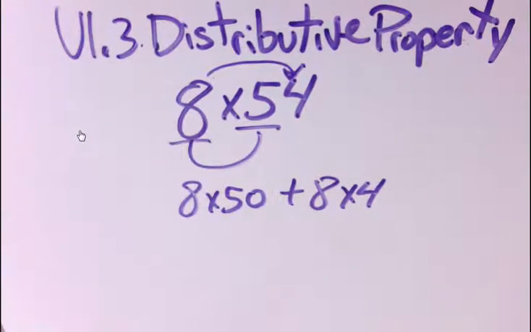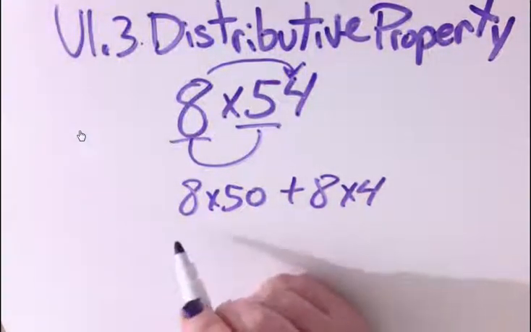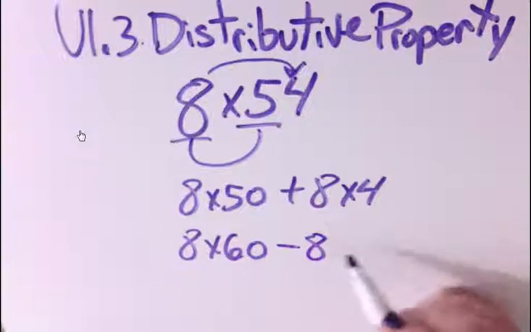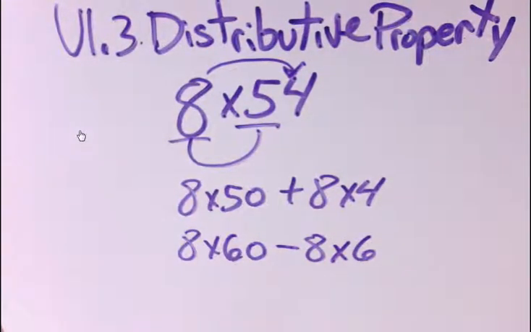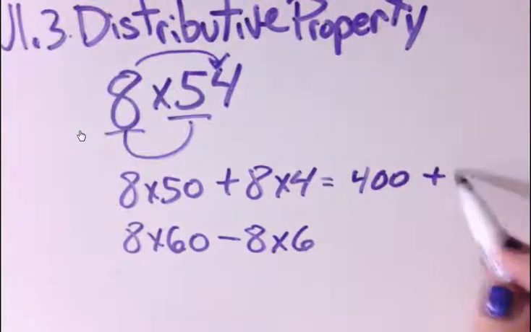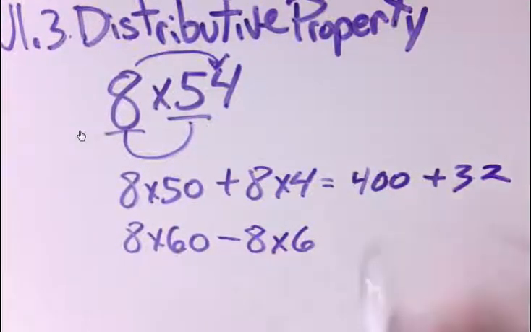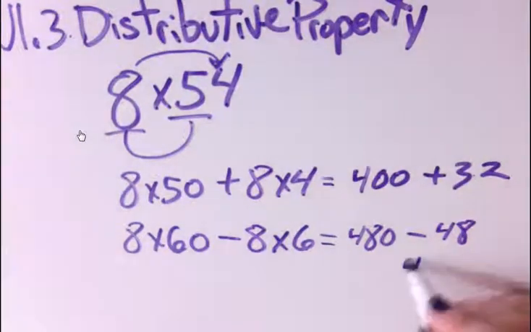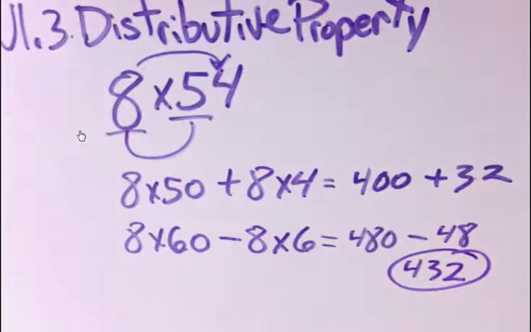Or another way you can do this as well is go 8 times 60 minus 8 times 6. So if we work out both of those, and we have 8 times 50, so that gives us 400 plus 32. So now if we come down here, we can go 8 times 60 and subtract the 8 times 6. And they both give you 432.